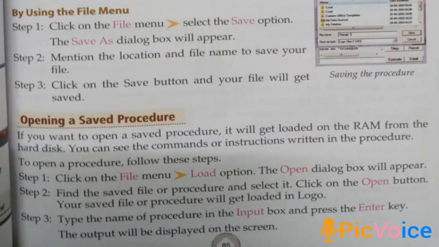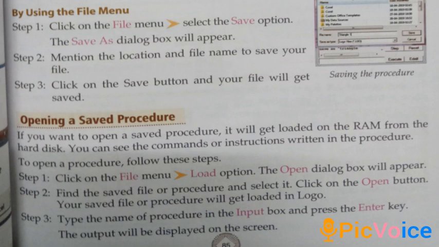By using the File menu. Step 1. Click on the File menu. Select the Save option. The Save As dialog box will appear. Step 2. Mention the location and file name to save your file. Step 3. Click on the Save button and your file will get saved. Opening a saved procedure.